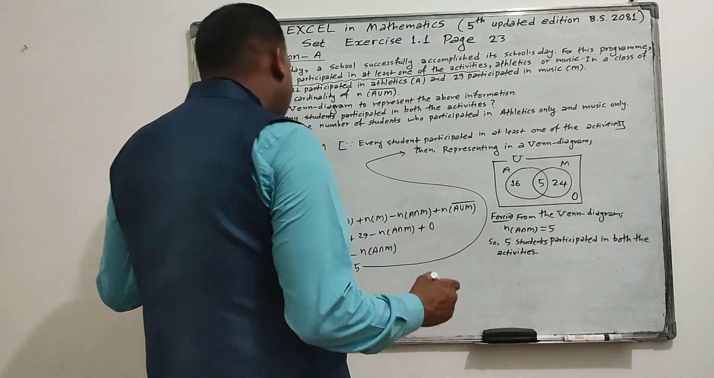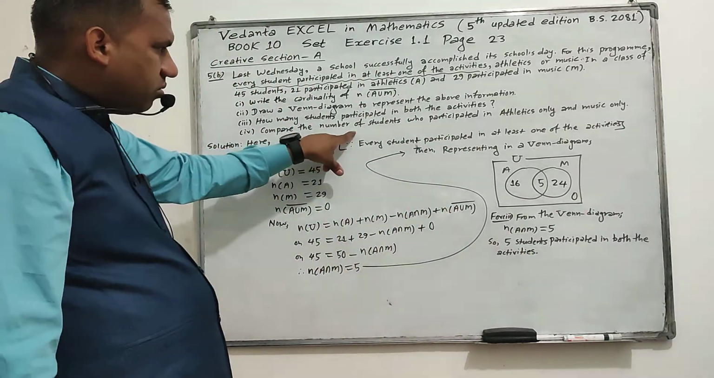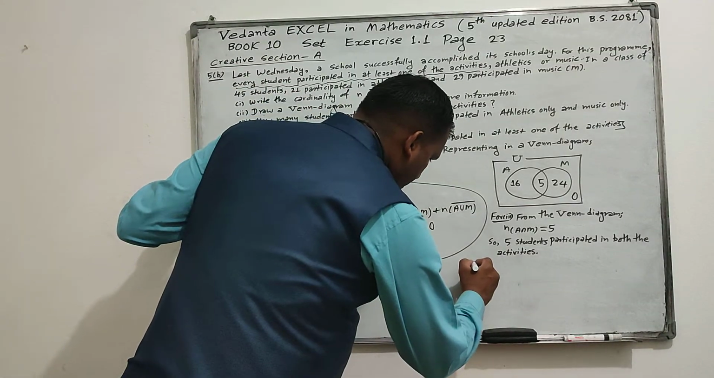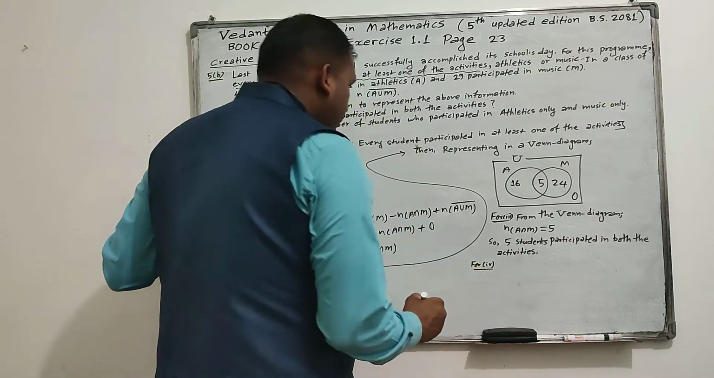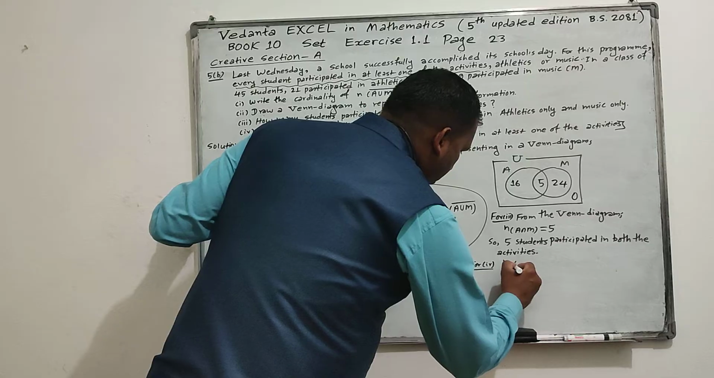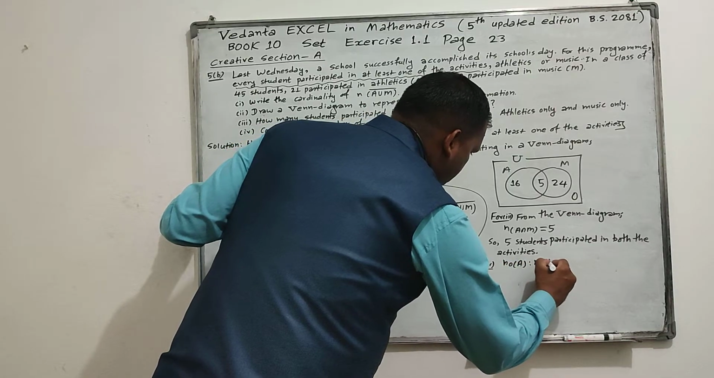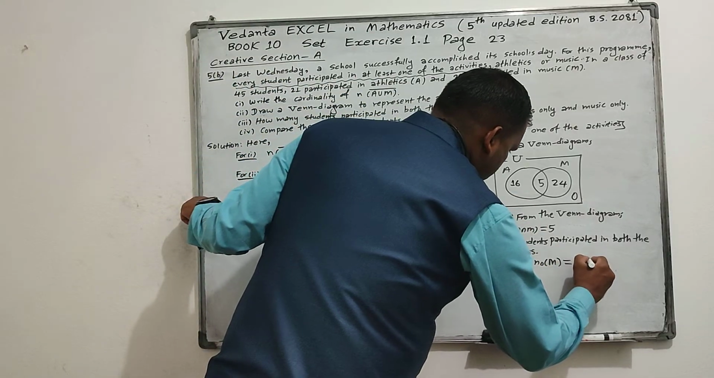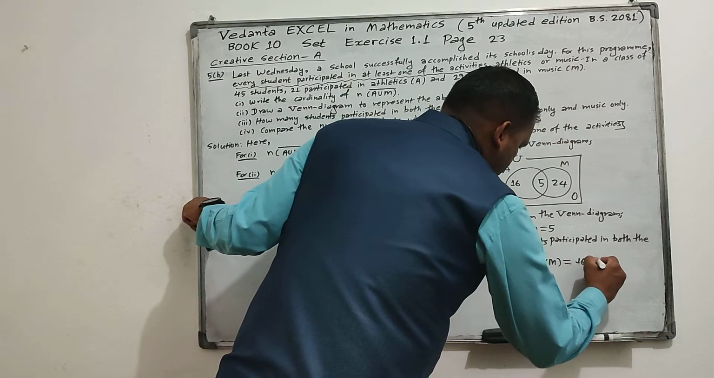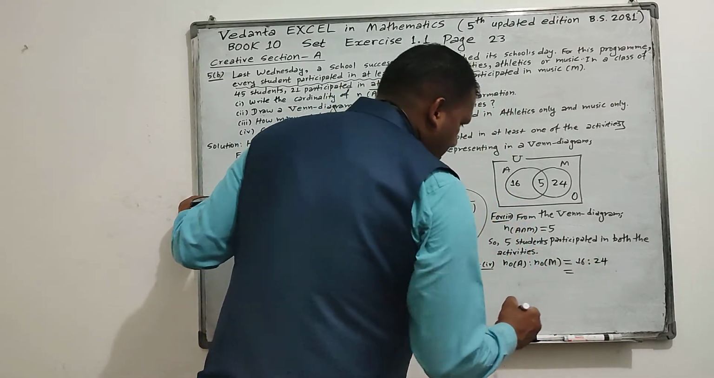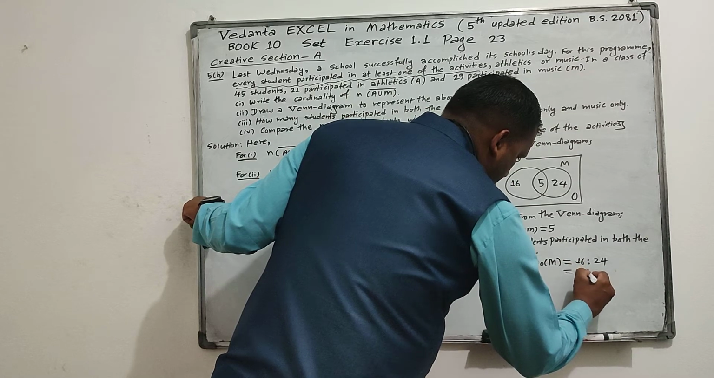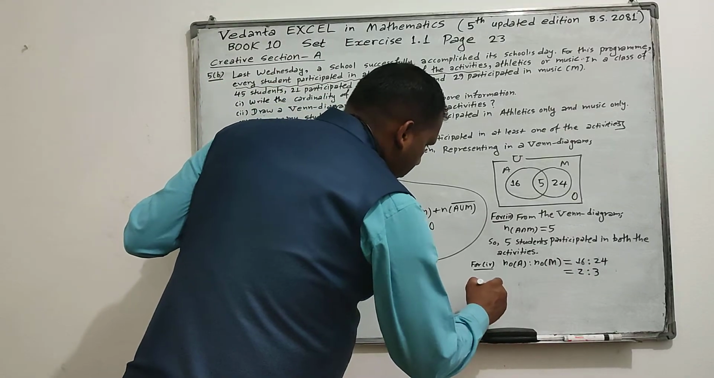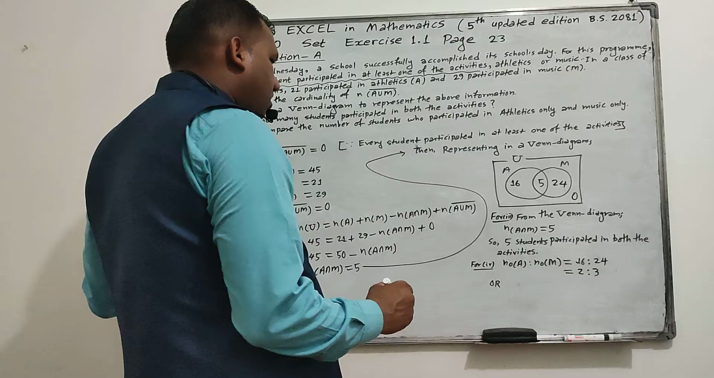Now for 4, compare the number of students who participated in athletics only and music only. From the Venn diagram, A only is 16 and M only is 24. Minimizing this ratio, 8 2s are 16 is to 8 3s are 24. Or you can find their difference.